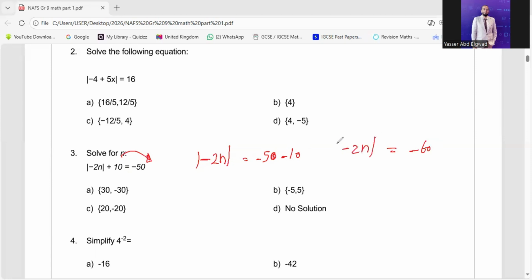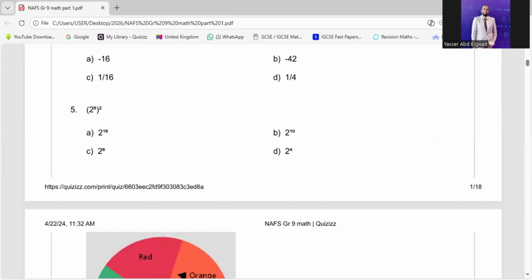As we said before, absolute value means distance. It can't be negative. But if I give you absolute value equal to a negative number, this means what? No solution. No solution if absolute value equals a negative number. The next one.